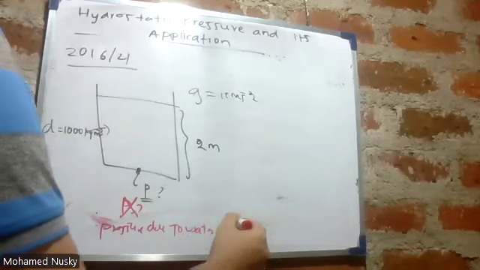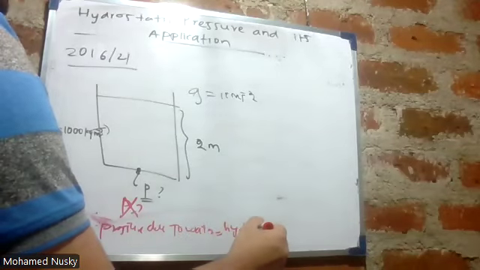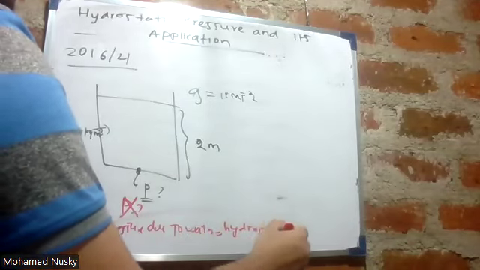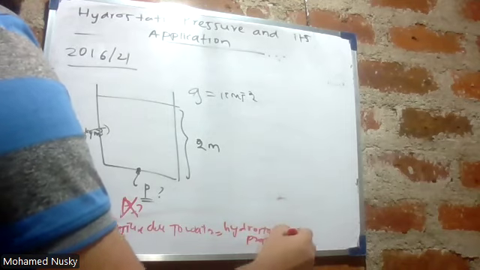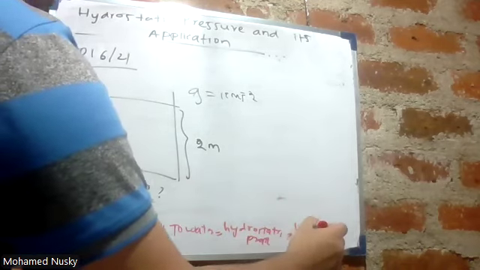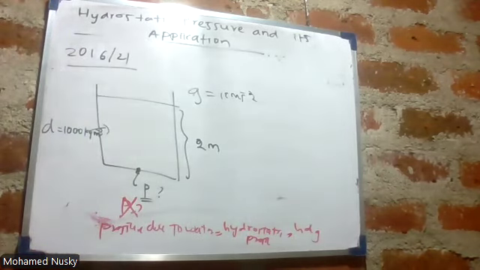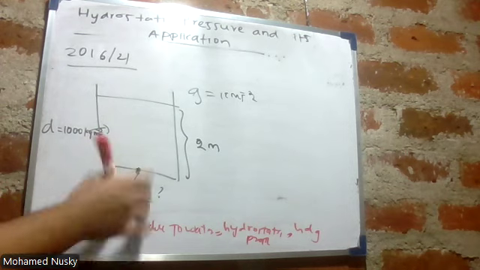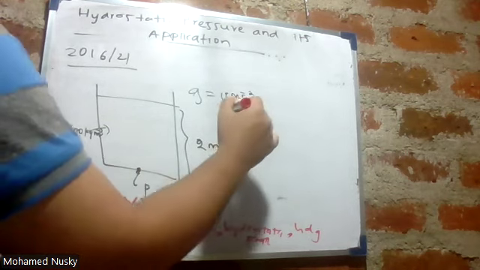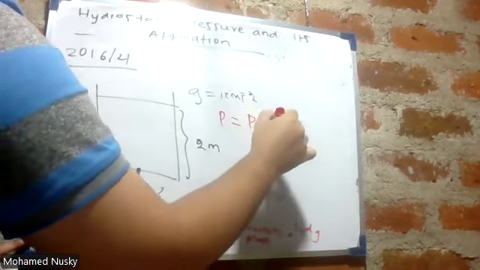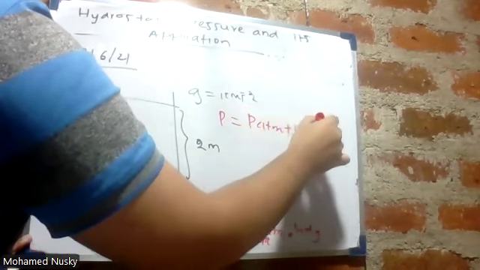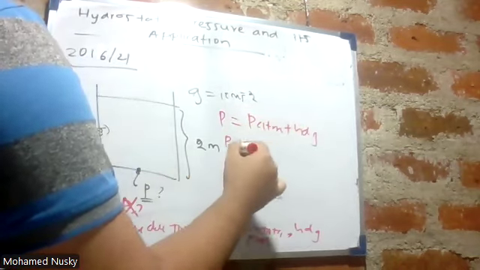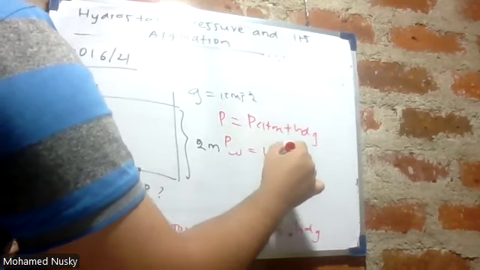What is pressure due to water? That is hydrostatic pressure. What is hydrostatic pressure? That is hρg. Therefore, remember, they have asked pressure due to water, not just the pressure. If they ask just pressure, then the pressure P is equal to P atm plus hρg. But they asked pressure due to water, that is hρg.